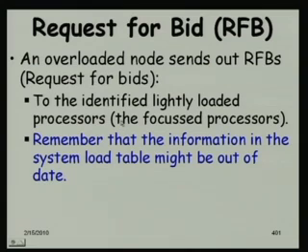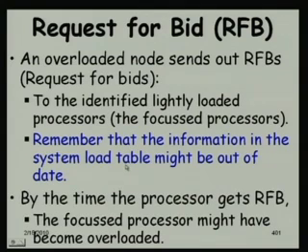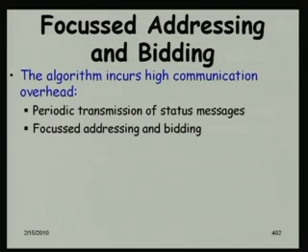And after having identified the focused processors, it sends out RFBs about the task. The RFB will contain the execution time, the deadline, etc. of that task, to that processor. And of course, by the time the RFBs arrive at the focused processors, they might have become overloaded, and then they will just ignore the RFB. But if after the RFB arrives they find that they can still handle the requested task, they will send out bids.